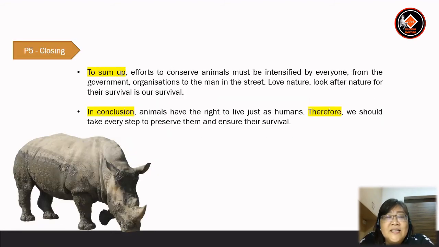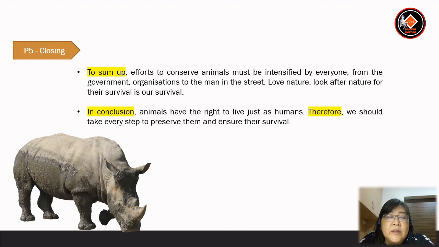Now we are writing paragraph 5. So this is the closing paragraph. There are two examples here. To sum up, efforts to conserve animals must be intensified by everyone, from the government, organizations, to the man in the street. Love nature, look after nature, for their survival is our survival.